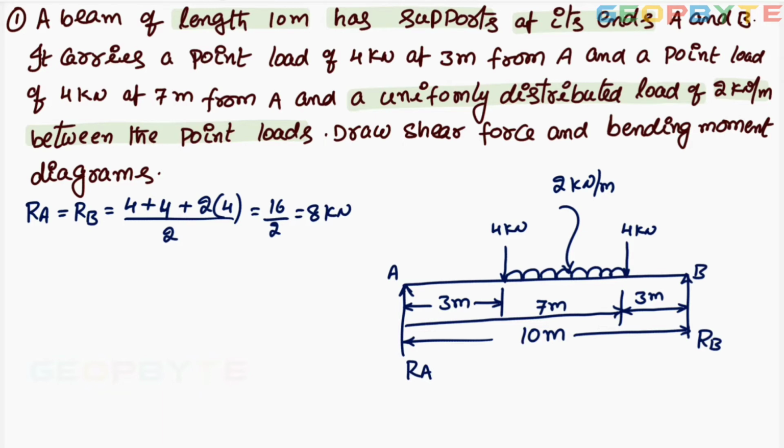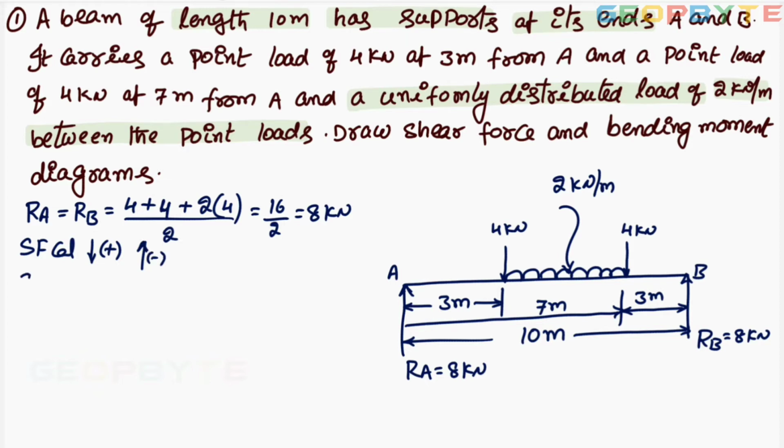Otherwise, you can also decide from our general procedure. It is 8 kilonewtons. The other side also 8 kilonewtons. Now, let us find the shear force values. Shear force calculations. Downward forces are positive, upward forces are generally taken negative.